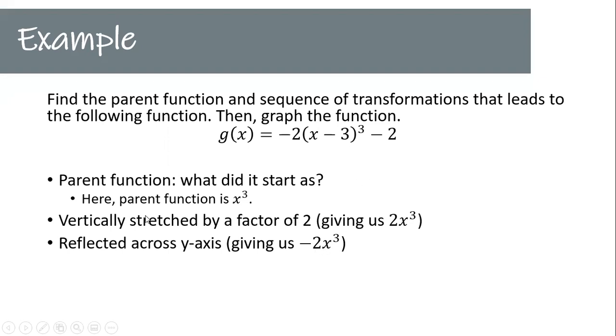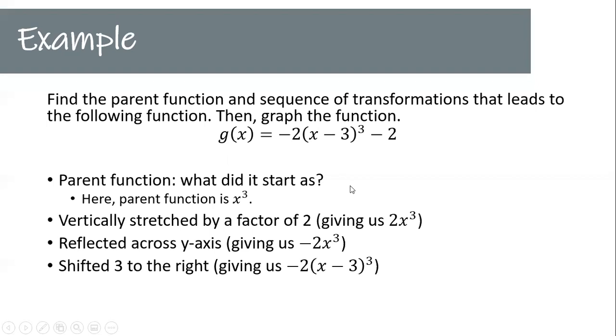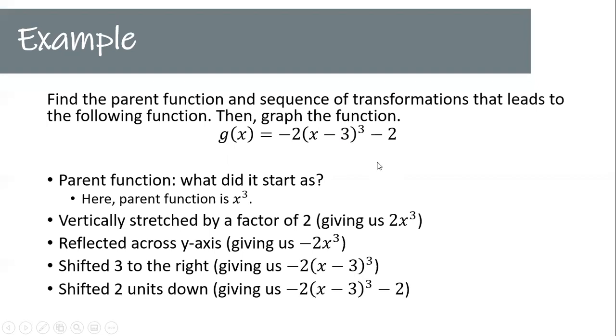So listing the transformations, we see that we have a vertical stretch by 2. We're reflecting across the y-axis. Then we can talk about our shifts. We know that we shifted 3 to the right because we subtracted 3 here. Remember that to the right is a minus. And then from this negative 2, we know that we went down 2 units.